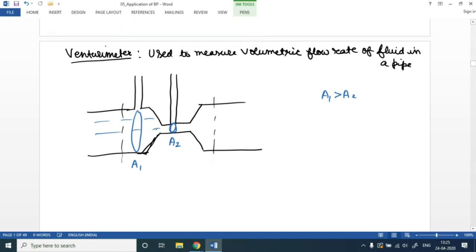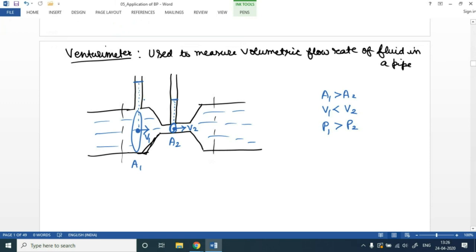If liquid is flowing inside this tube, let's say at this cross section the velocity is v1 and at this cross section the velocity is v2. Using the principle of continuity, v1 is going to be less than v2. Where the velocity is greater, the pressure is going to be less, so P1 would be greater than P2. Since the pressure is more over here, it is going to push the liquid in this limb to a greater height than the liquid in this limb.